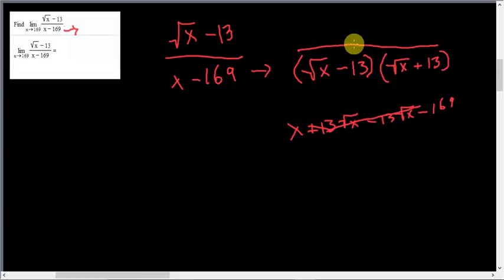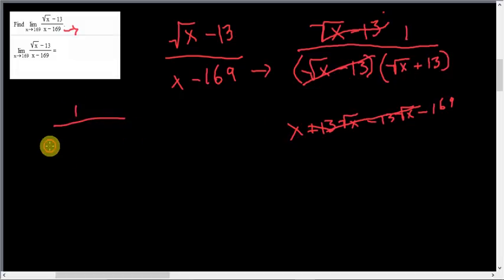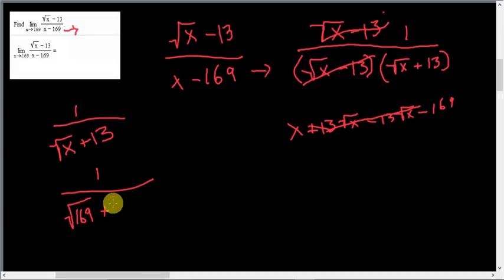Alright, so we put this over here, the square root of x, and look at this. This one and this one, they cross out, right? So then we got 1 over the square root of x plus 13. And now we can evaluate. Square root of x plus 13. What's the square root of 169? Well, 13, right? We could do negative 13, but we're not doing that. That's just, like I said, a simpler form.